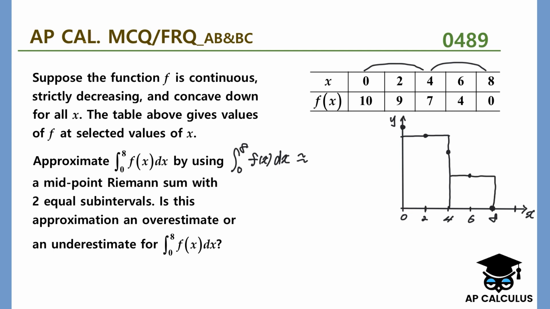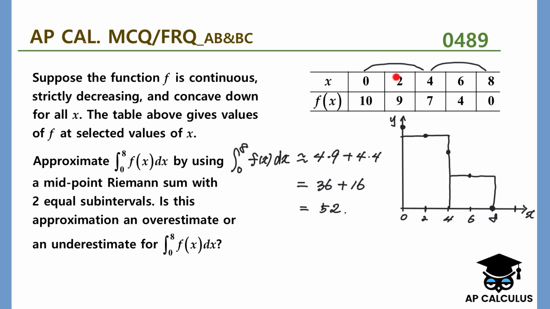So this is going to be 4 times the height, 9, right? Height 9. 4 times height is 4, right? So 4 times 9 plus 4 times 4. So that's going to be equal to 4 times 9, 36, plus 4 times 4, 16. So that's 52, right?